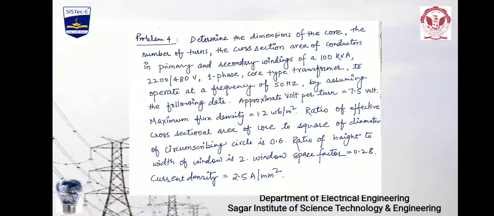Problem number 4: determine the dimensions of the core, the number of turns, and the cross-section area of conductors in primary and secondary windings of a 100 kVA, 2200/480 volt single phase core type transformer to operate at a frequency of 50 Hz, by assuming the following data: approximate volt per turn is equal to 7.5 volt, maximum flux density is equal to 1.2 weber per meter square, ratio of effective cross sectional area of core to square of diameter of circumscribing circle is 0.6, ratio of height to width of window is 2, window space factor is equal to 0.28, current density is equal to 2.5 ampere per mm square.